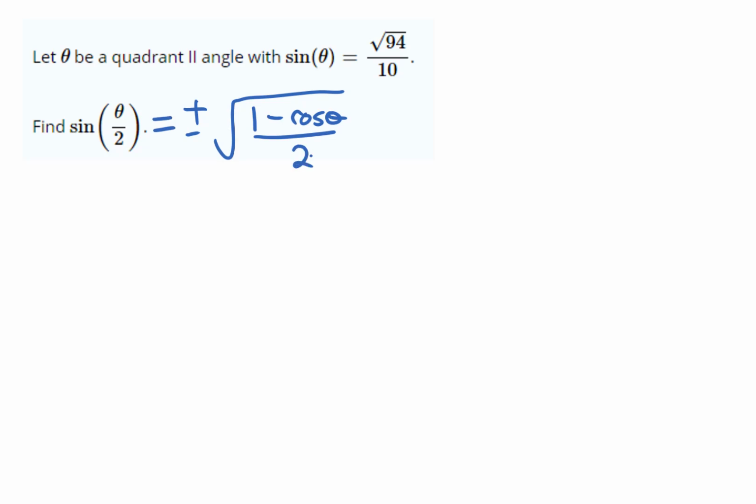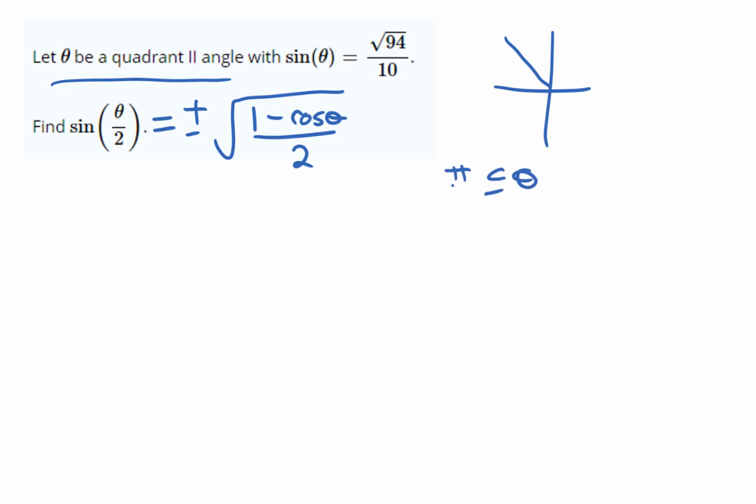So in order to find that, we need cosine theta. Well, I was given sine theta, and I also need to be able to determine the plus or minus. So let's first of all think about if theta is in quadrant 2. If I have an angle here in quadrant 2 and I divide it in half, what quadrant will I be in? Well, let's think about angles in quadrant 2.